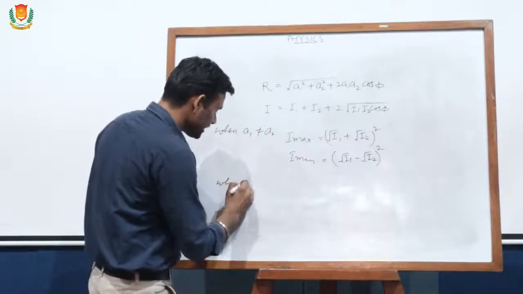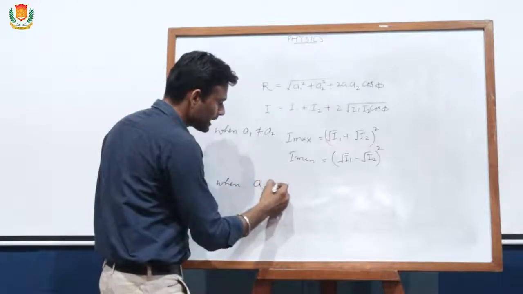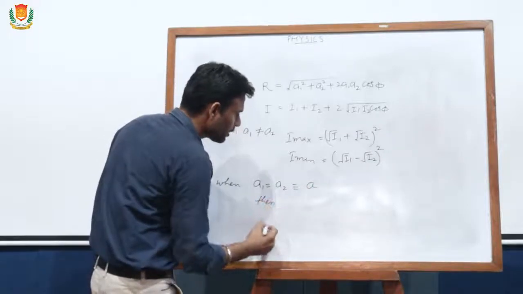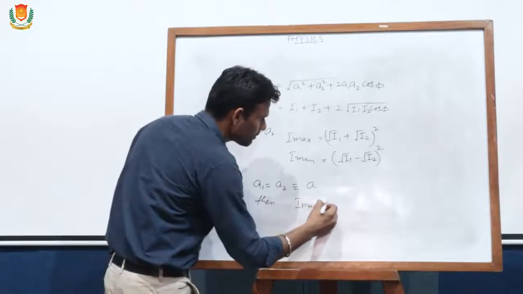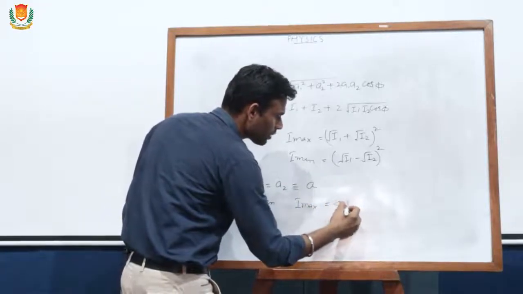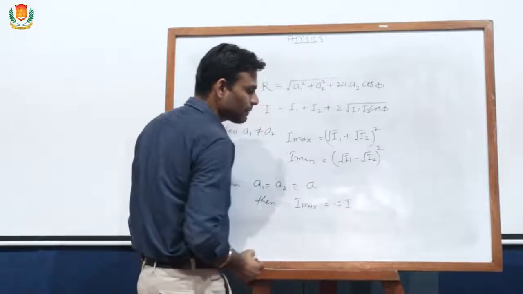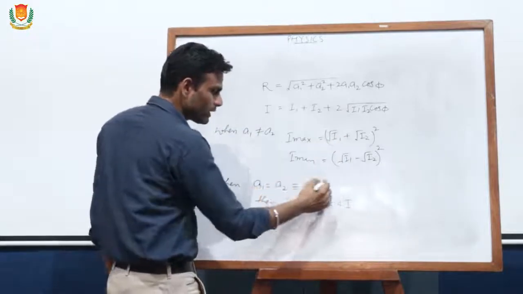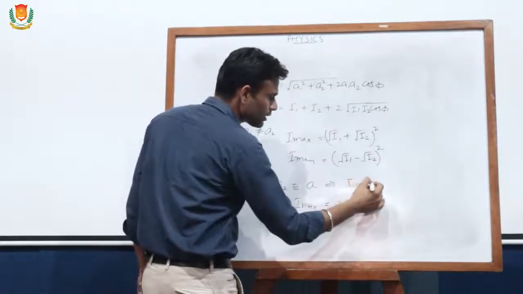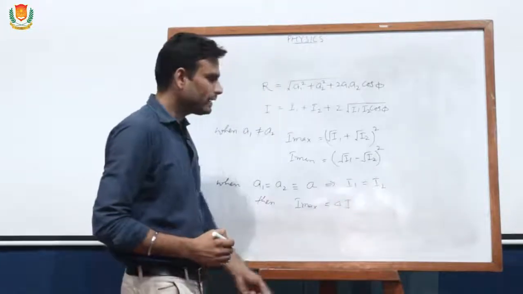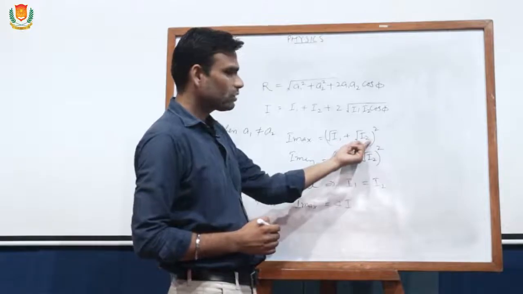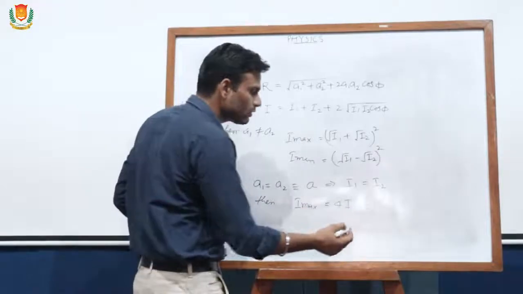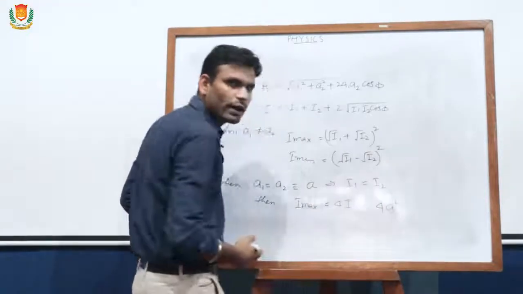We also discussed in the last lecture that when both the waves have the same amplitude, A1 equal to A2, suppose it is equal to A, then I maximum is equal to 4I. How? When we put A1 equal to A2, it gives I1 equal to I2, right? So square root of I1 plus square root of I2, whole square, will give you 4I. In terms of amplitude, we can write it as 4A square.